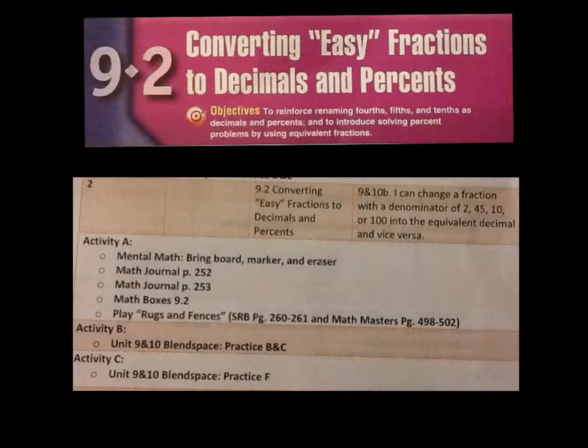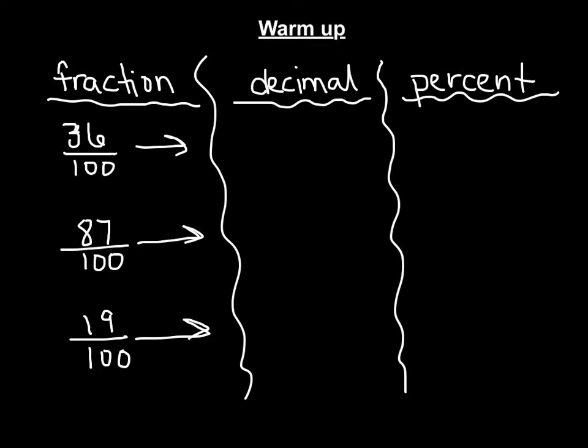Good morning, mathematicians. Today we'll be doing lesson 9.2, converting easy fractions to decimals and percents. Today's objectives are to reinforce renaming fourths, fifths, and tenths as decimals and percents, and to introduce solving percent problems by using equivalent fractions. Let's get started with our warm-up.